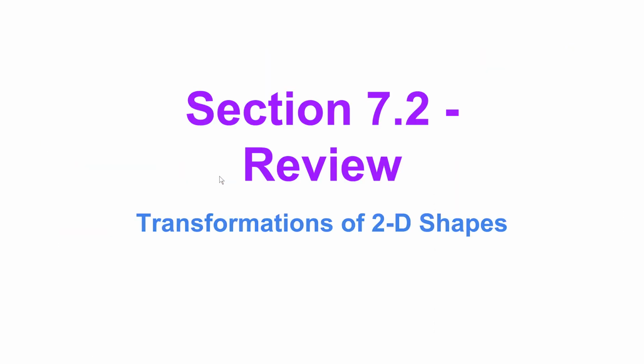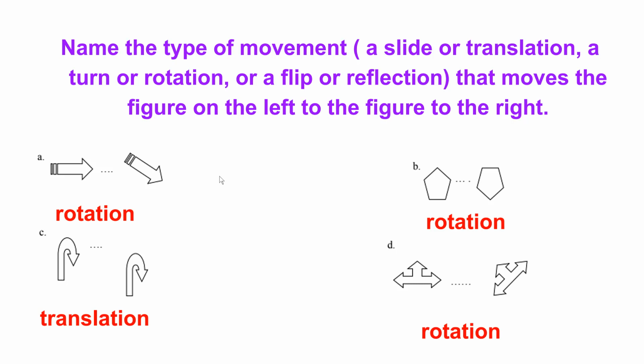That's it for section 7.1. Now review 7.2, transformations of 2D shapes. Name the type of movement: translation, rotation, or reflection that moves the figure on the left to the figure on the right. Let's use the mathematical terms. Slide, turn and flip is just used to help us remember it, but when you're writing the answers, you need to use translation, rotation, reflection.